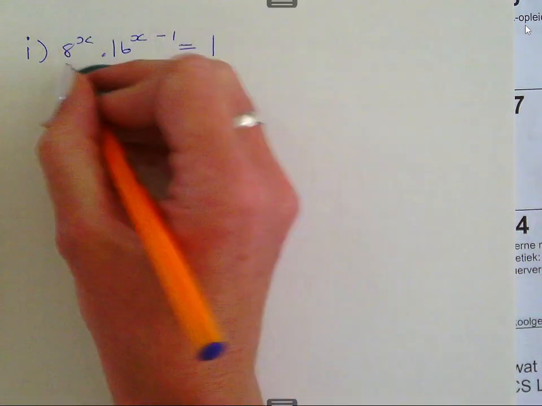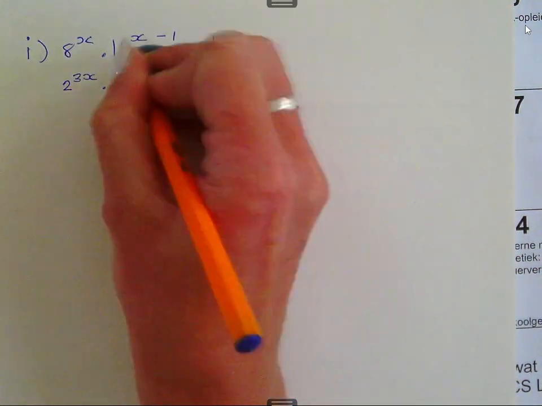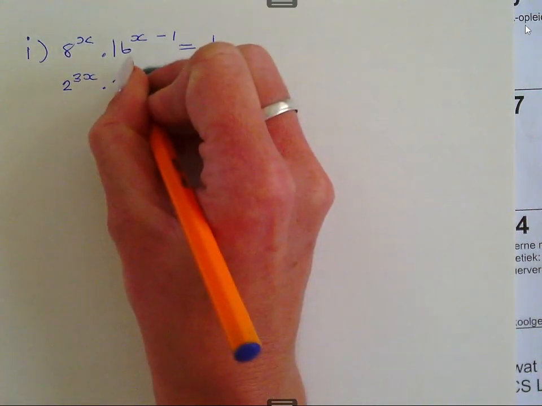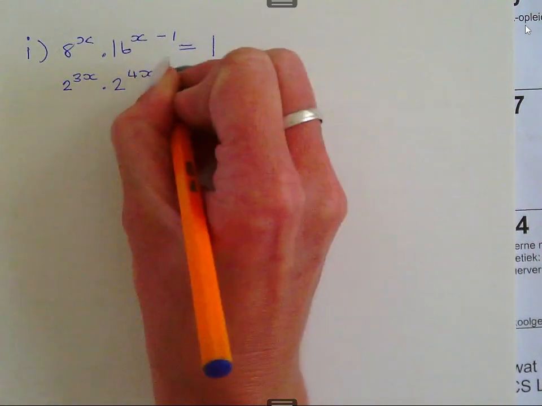So how am I going to write 8? 16, 2 to the power of? Can I just multiply the 4 in? So it's 4x minus 4.